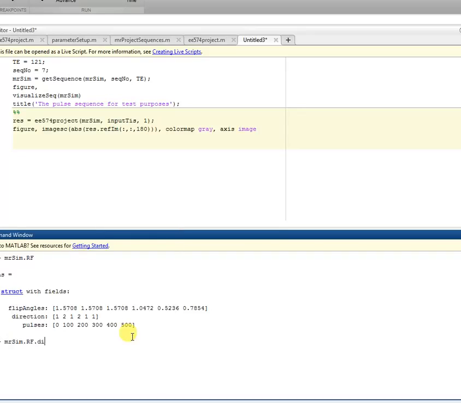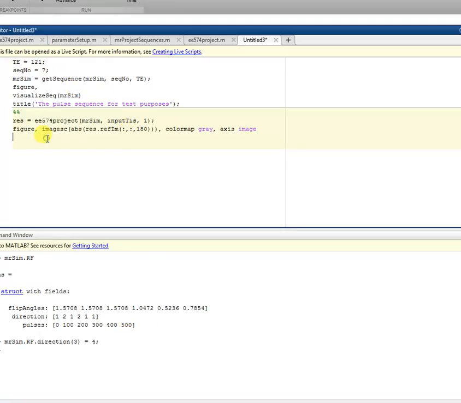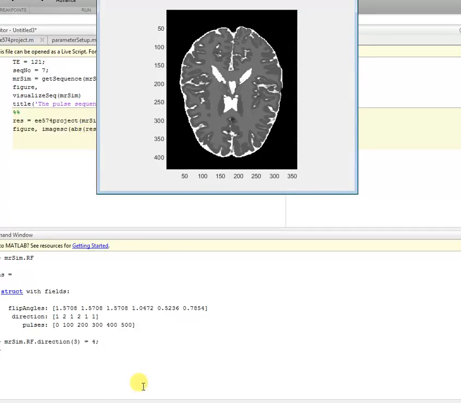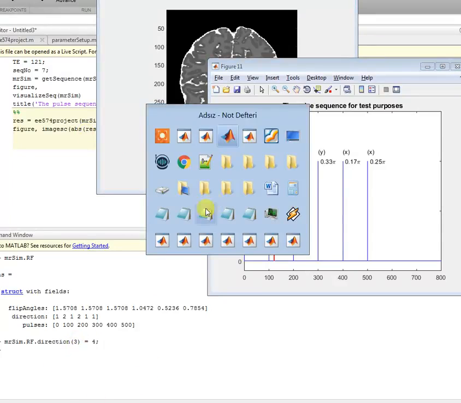We can also kill the RF pulse in here. In this case, we would kill it early, and then it would still look like this one.